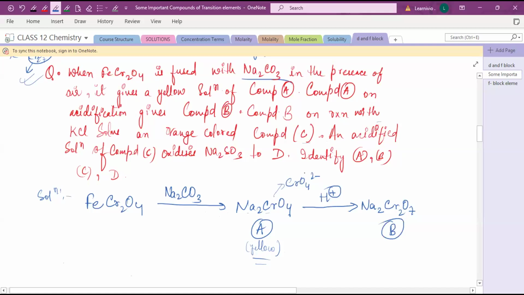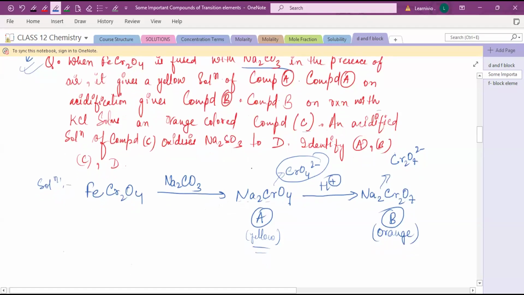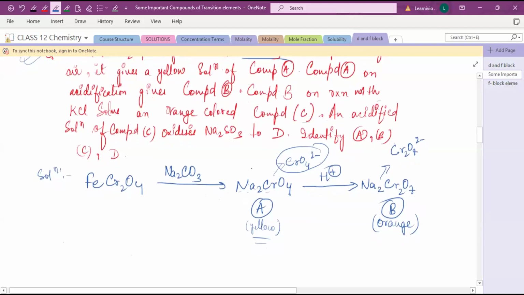In acidic condition, the chromate ion, CrO4 2 minus, will be converted into dichromate. It was sodium chromate, so here sodium dichromate forms. You can check here the ion Cr2O7 2 minus, this is your dichromate ion, and you will get an orange color solution. Okay, clear till here? Yes, ma'am.